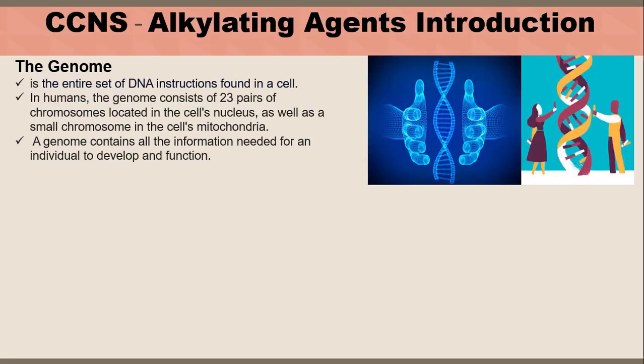To fully understand the cell cycle non-specific alkylating agents, we should take a little bit of a deep dive and know some pivotal definitions, such as the genome, which is the entire set of DNA instructions found in a cell. In humans, the genome consists of 23 pairs of chromosomes located in the cell's nucleus, as well as a small chromosome in the cell's mitochondria. A genome contains all the information needed for an individual to develop and function.